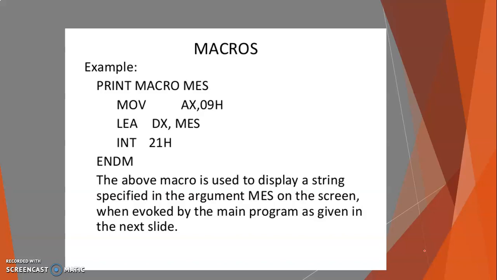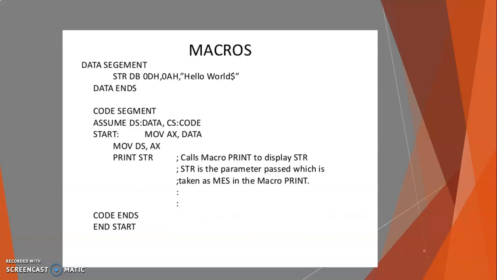Then you can see the example here: the macro MES, move AX comma 09H, LEA DX comma MES, END M means end of the macro. The above macro is used to display a string specified in the argument MES on the screen when invoked by the main program, as given in the next slide. I will show you in the lecture. Basically, I want to show you a simple program of the macro.